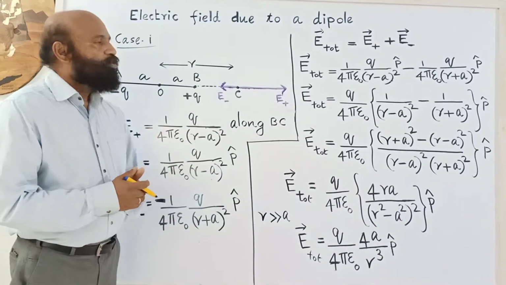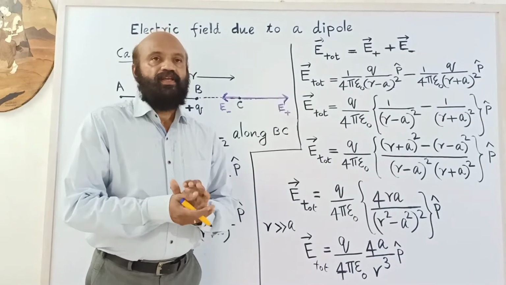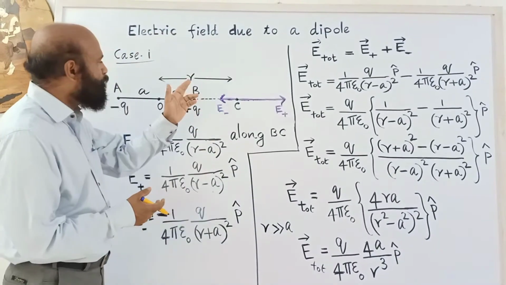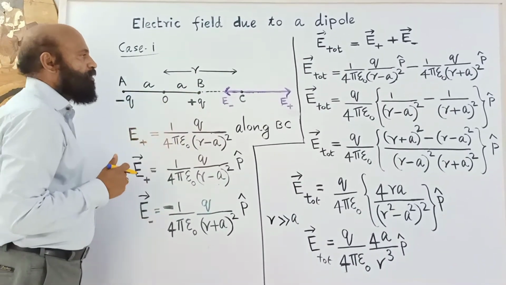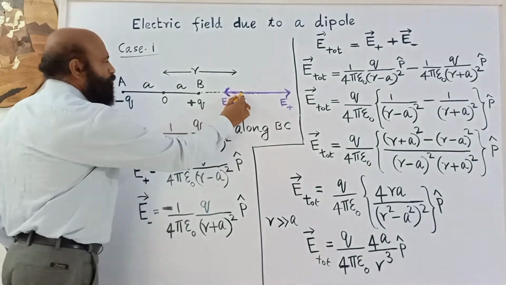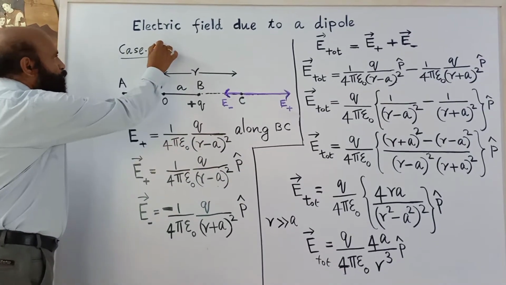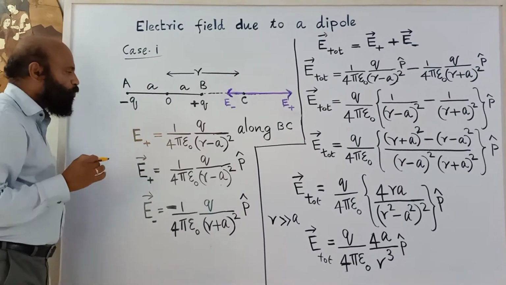Electric field due to a dipole. Already we completed electric field at a point due to a point charge. Electric dipole means two equal and opposite charges separated by a small distance. Here there are two cases: when the point is on the axial line of the electric dipole or on the equatorial line. Now first we will see case 1.